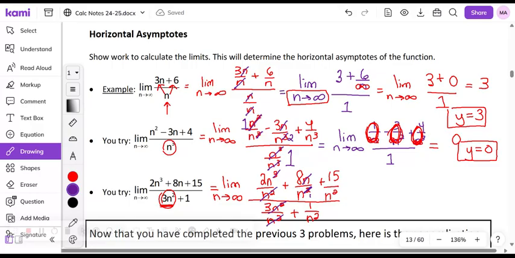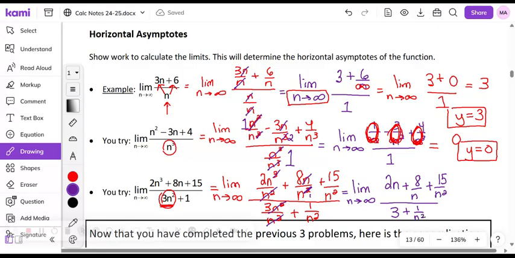So let's think about the logic that we used before. Actually, let's do a rewrite. Let's make sure we really get this, because this is a very important topic. So we now have the limit as n approaches infinity of 2n plus 8 over n plus 15 over n squared all over 3 plus 1 over n squared.